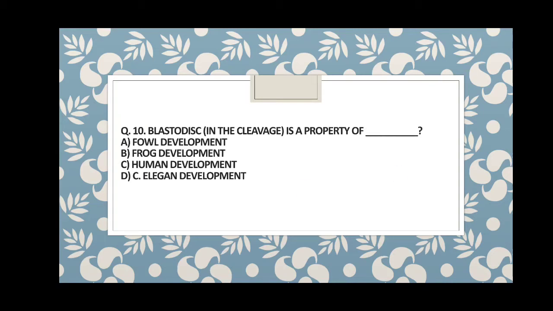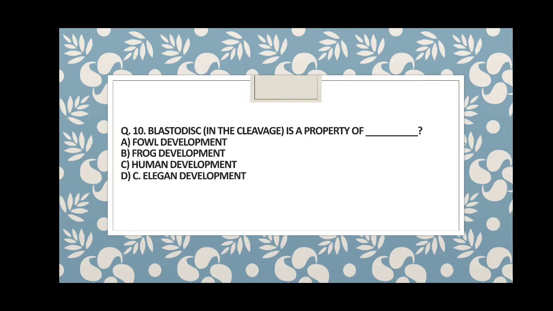Blastodisc in the cleavage is a property of which of the following? Fowl development, frog development, human development, C. elegans development. Very easy question if you know the basics, and if you use your mind, then it is very easy. Just recall what I have said. I have said that the telolecithal eggs, that is megalecithal eggs, are what? Telolecithal. What happens due to gravity? That egg yolk, what happens? It goes below, at the base of the egg.